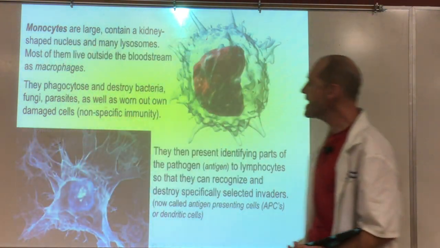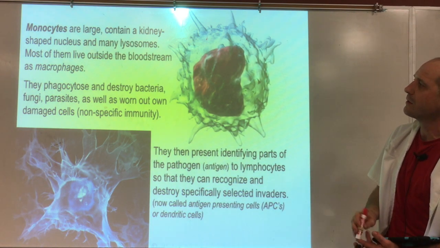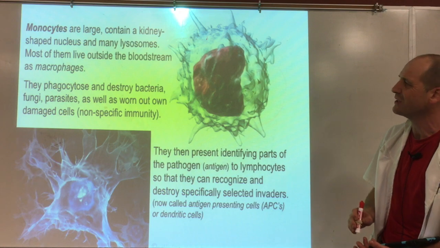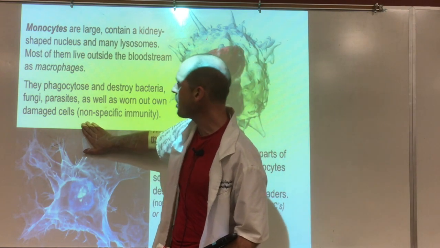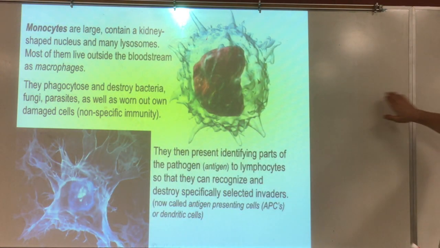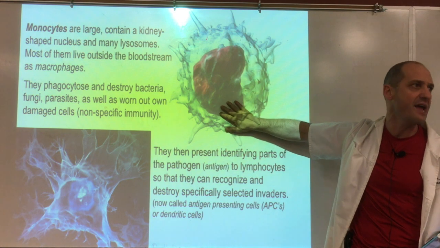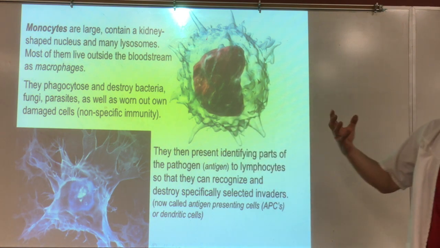And that's also an agranulocyte. It's a phagocyte. It destroys things: bacteria, fungi, parasites, worms, all of that stuff. It's part of that non-specific immunity. It's kind of like the neutrophil in some ways, but it's often big, and it's often resident in the tissue.